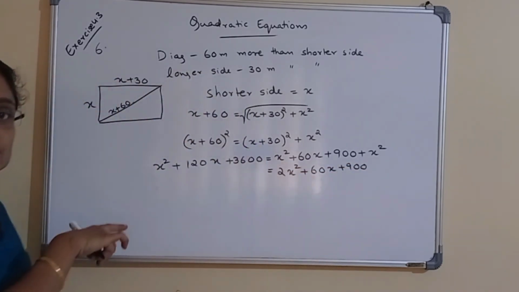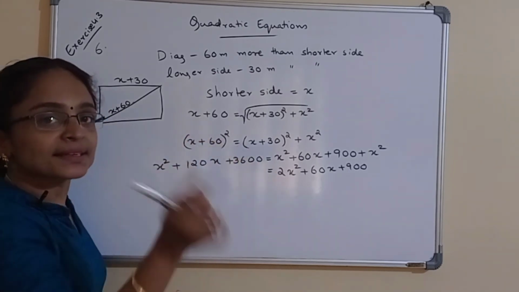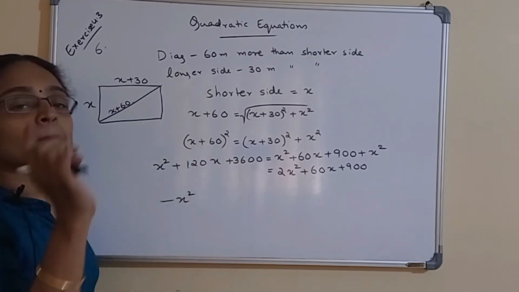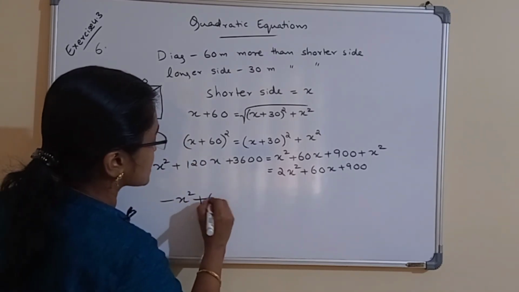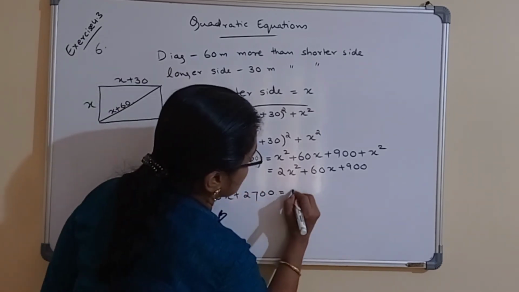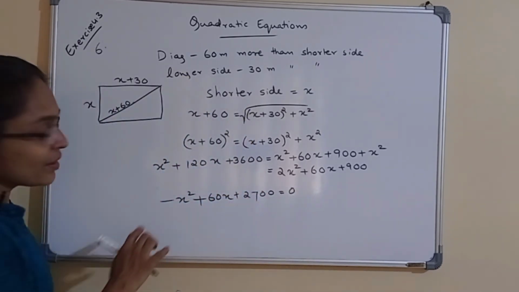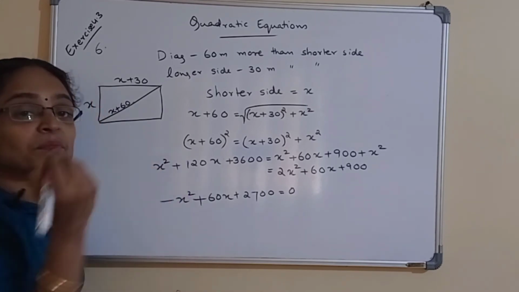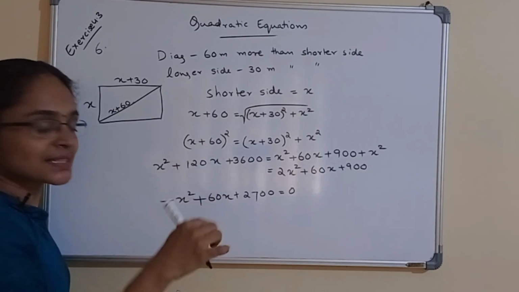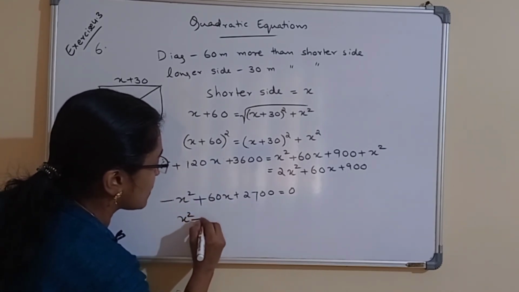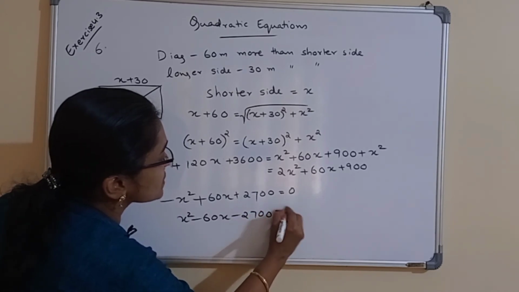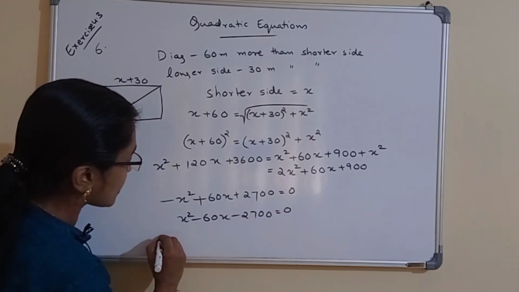Now if we take this to the left hand side, x square minus 2x square is minus x square. Then 120x minus 60x is plus 60x. Then minus 2700 is equal to 0. Now we can change the sign by multiplying LHS and RHS by minus 1, and we get x square minus 60x minus 2700 is equal to 0. Now we can apply the quadratic formula.